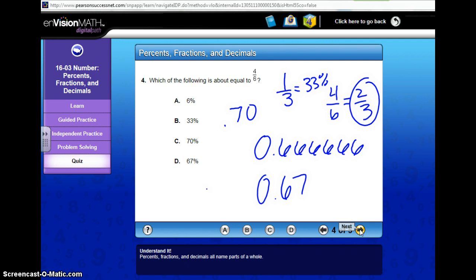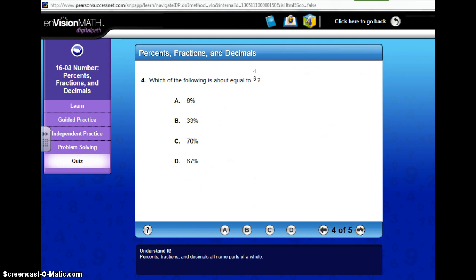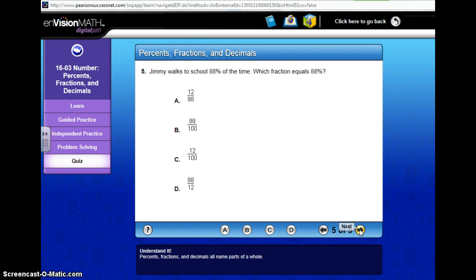6% would be 0.06. Not 0.6, 0.06. Aiden, I need your eyes and ears up here the whole entire lesson. Okay? Next question. Jimmy walks to school 88% of the time. What fraction means 88%, Eileen? B, 88 over 100. Good work.